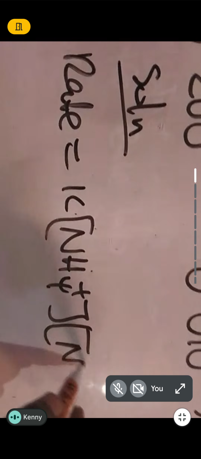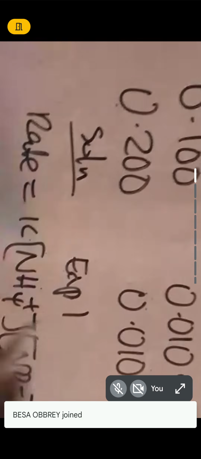It's a constant. So now, if you pick 1, we have picked experiment 1. So we are using this rate, since the rate is K times NH4 times NO2. Okay, so we are picking experiment 1. So you can pick whichever experiment you want.